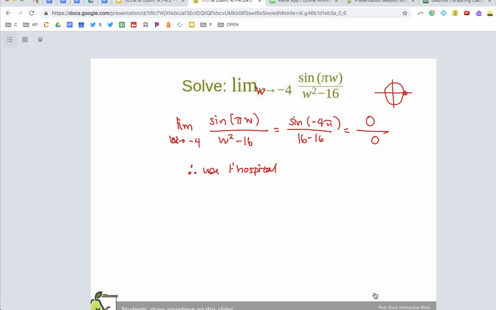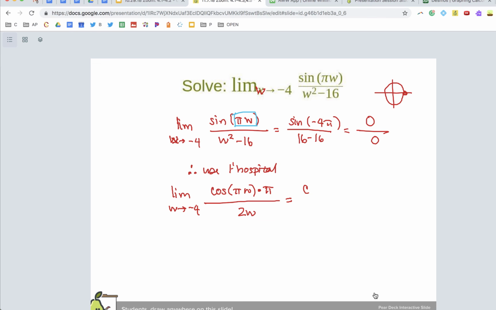Therefore, we can use L'Hopital. So take the derivative of the top. That is going to be a chain rule. Pi w is our baby. So the derivative of sine is cosine. Leave the baby inside. Times the derivative of pi w. W is our variable. That's just going to be pi all over 2w.